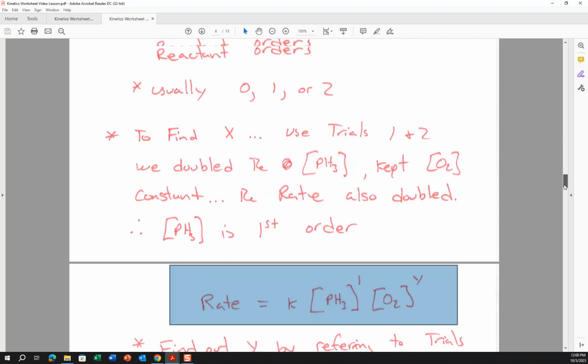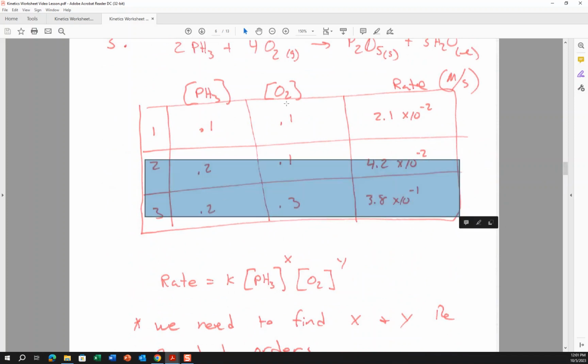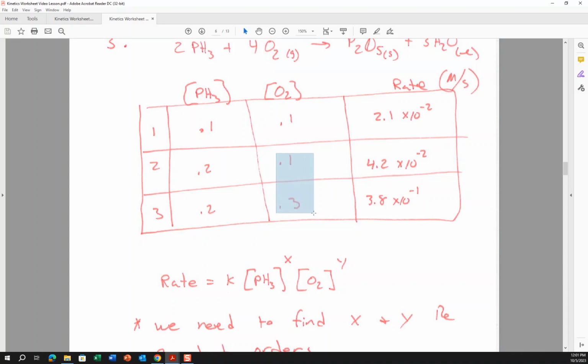Okay? So if we go back to the data table, we're going to use trials 2 and 3 to figure out O2. Why? Because between 2 and 3, we changed the concentration of O2, but we kept the concentration of pH3 constant. So that means whatever change there is to the rate, that change is due to the change in O2 and not due to the change in pH3. Okay? So 0.1 to 0.3, we tripled the concentration, okay? But we got 4.2 times 10 to the negative 2 to 3.8 times 10 to the negative 1, okay?